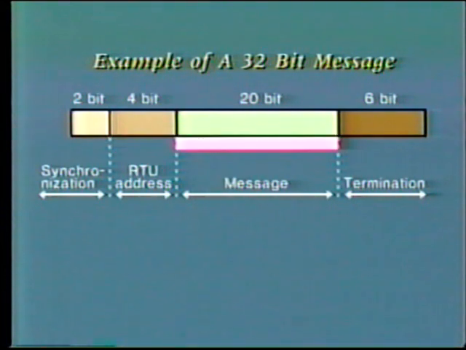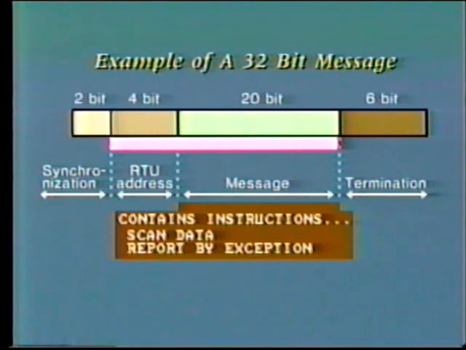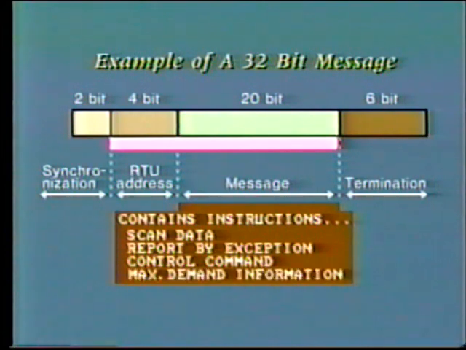The following 20 bits contain the message. If this is the second message in a sequence, then it is not necessary to repeat the RTU address. So 24 bits of data can be sequentially transmitted until the message is completed. The coded message contains instructions for the RTU. For example, request complete scan of data points. Request report by exception. Control command, including the address of the specific device. Request maximum demand information for a specific interconnector.